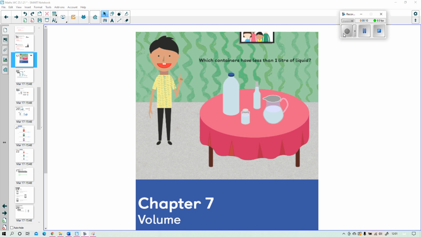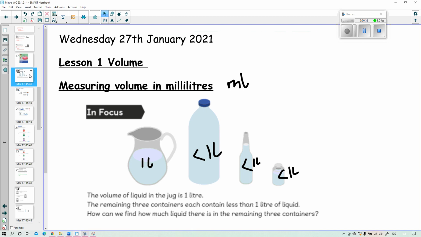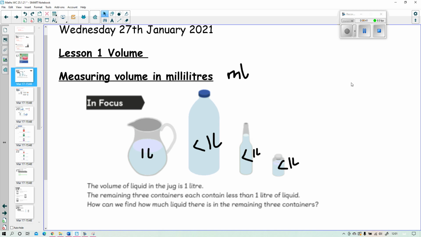Today we're starting our new chapter on volume. Do you know what volume means? And no, I don't mean how loud something is. Can you use the things on the table to give you a clue? That's right, volume means how much a container can hold, how much it's holding. So let's have a look at our in focus today. We are measuring volume in millilitres, and we'll nearly always see it written like this, ml for short.